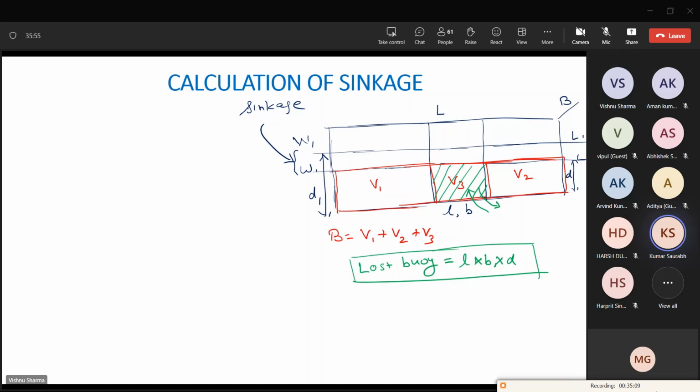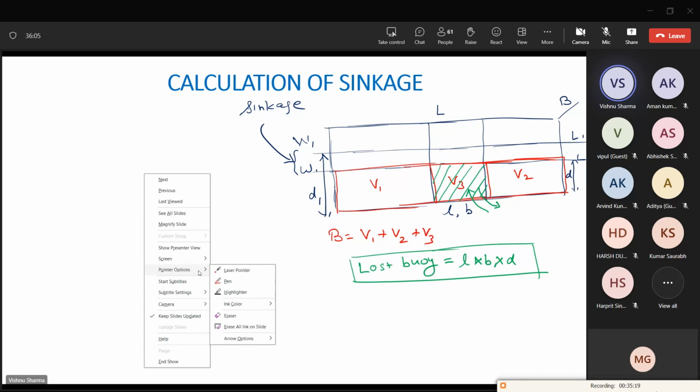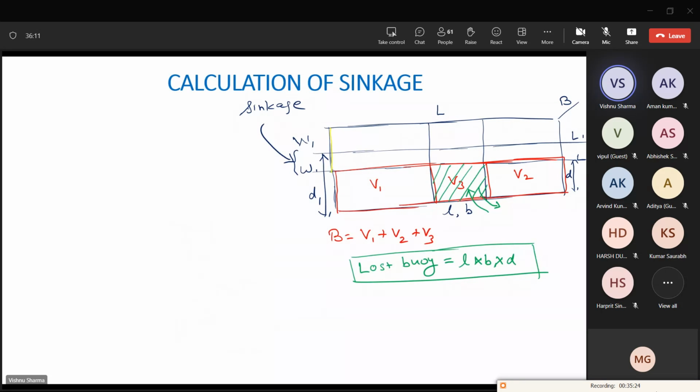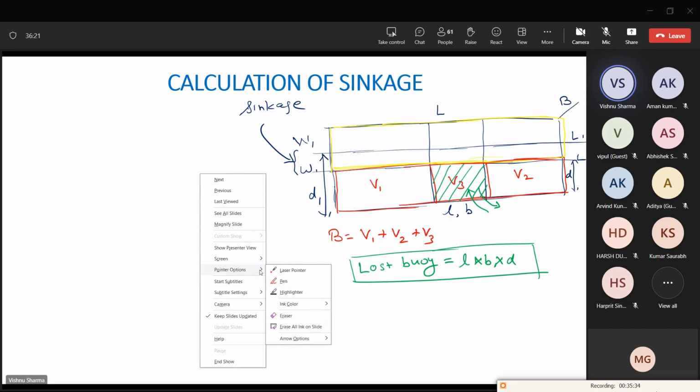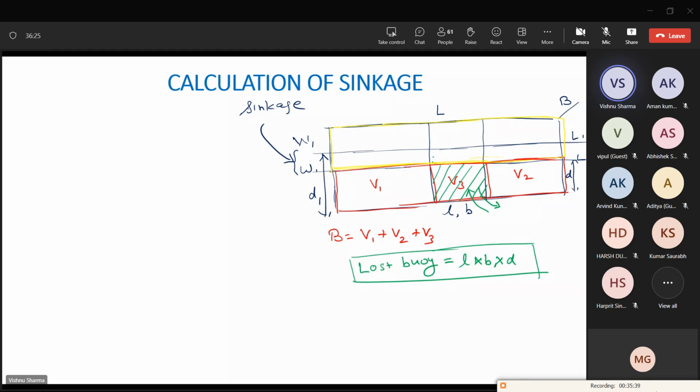Yes or no? Yes. The volume above WL in the intact condition was all reserve buoyancy. In the intact condition, this volume of the vessel was the reserve buoyancy. Do you agree with me, beta? Yes or no? Yes, sir. Now what happens as the vessel sinks? The water will rise up to this level as the draft outside. Yes or no? Yes, sir.